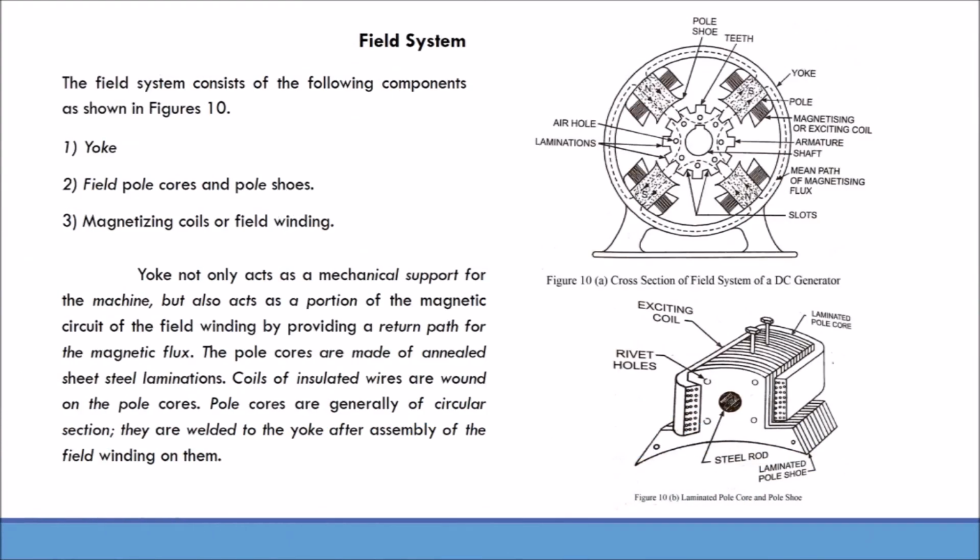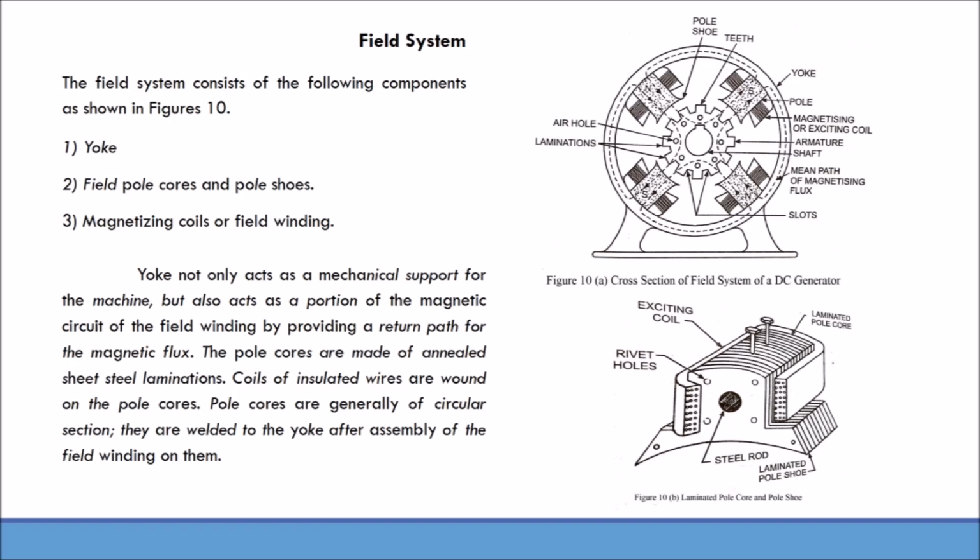Next comes the field system. The field system consists of the following components as shown in figure 10, where number 1 is yoke, number 2 field pole cores and pole shoes, number 3 magnetizing coils or field winding. Yoke not only acts as a mechanical support for the machine but also acts as a portion of the magnetic circuit of the field winding by providing a return path for the magnetic flux.